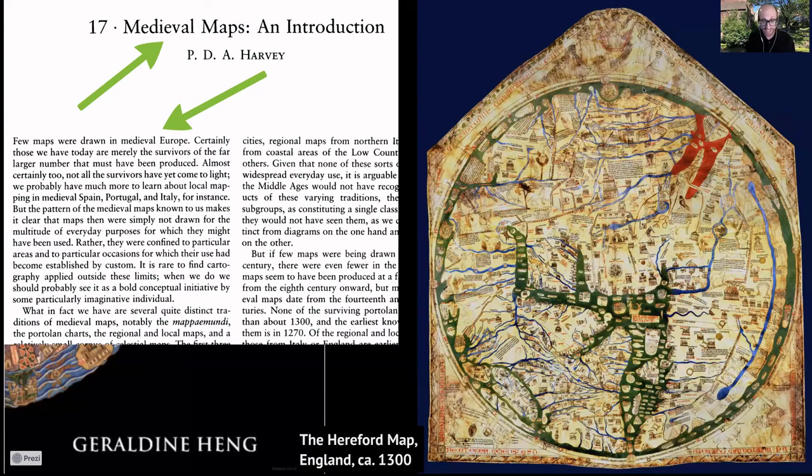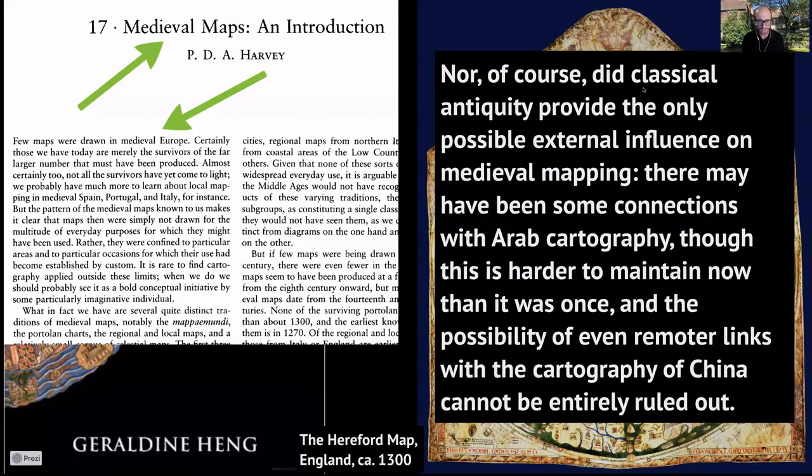Harvey has a single dismissive mention of what he frames as Arab cartography and an even more indifferent reference to the cartography of China, where he says, "nor, of course, did classical antiquity provide the only possible external influence on medieval mapping. There may have been some connections with Arab cartography, though this is harder to maintain now than it once was, and the possibility of even remoter links with the cartography of China cannot be entirely ruled out."